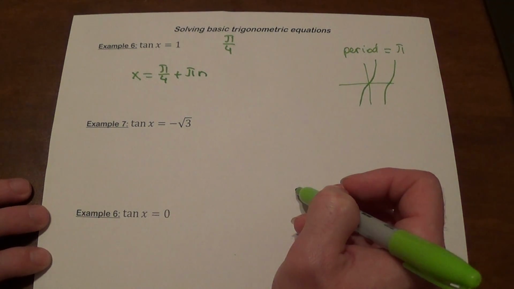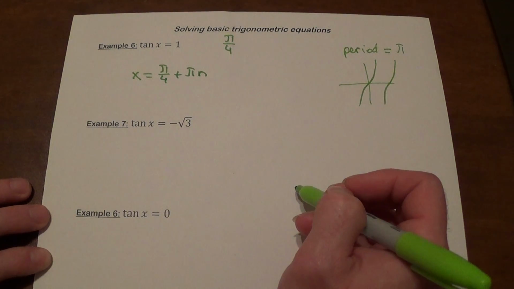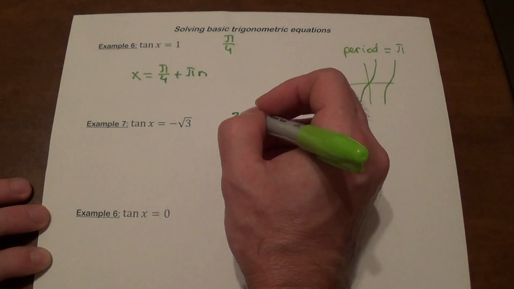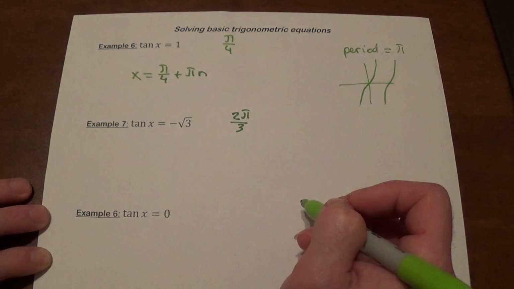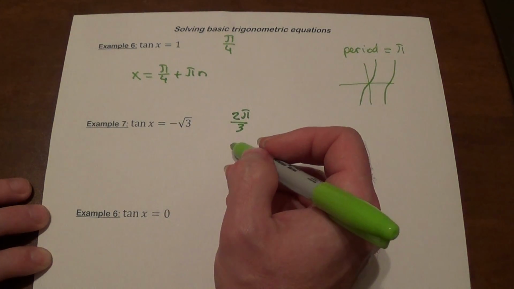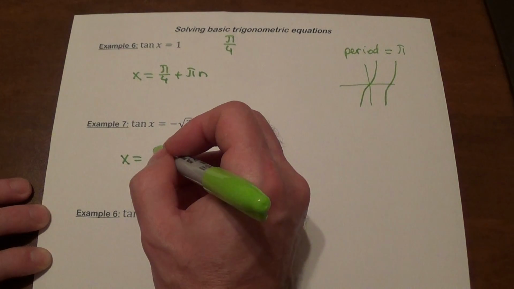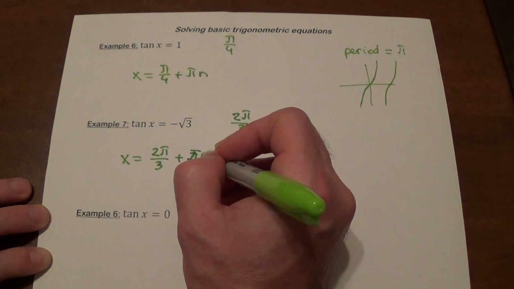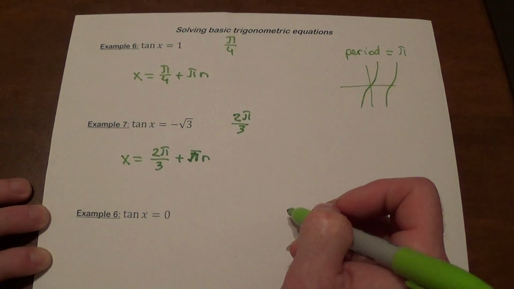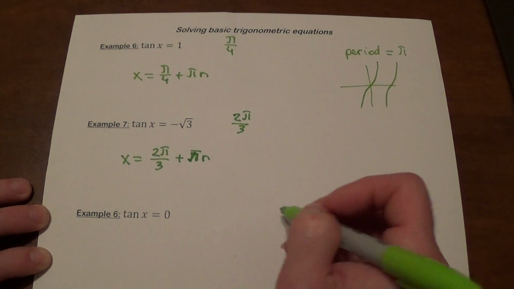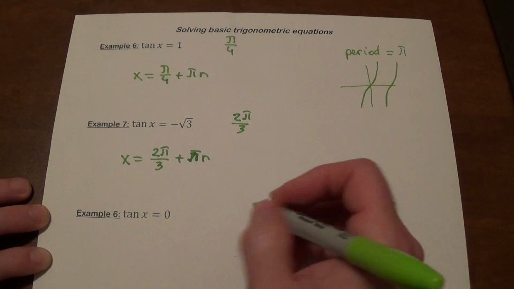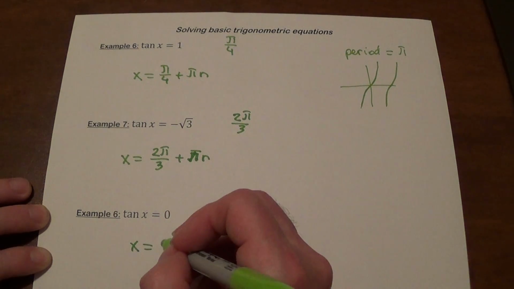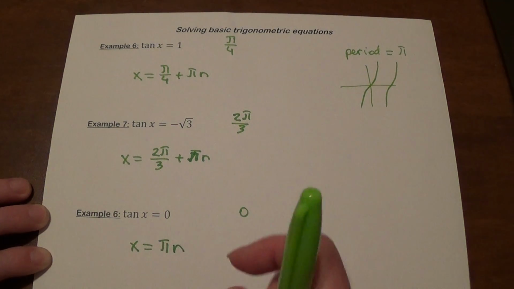Tangent x equals negative square root of 3. Where is tangent going to be negative square root of 3? That's going to happen at 2 pi over 3, and it's going to repeat every pi, so the value of x here is 2 pi over 3 plus pi n. And tangent equals 0. Where is tangent 0? At 0, and it's going to repeat every pi. So here the answer is x equals pi n.